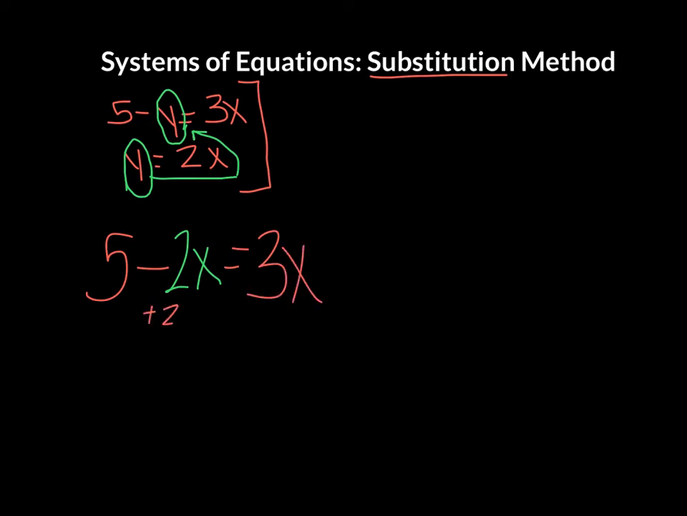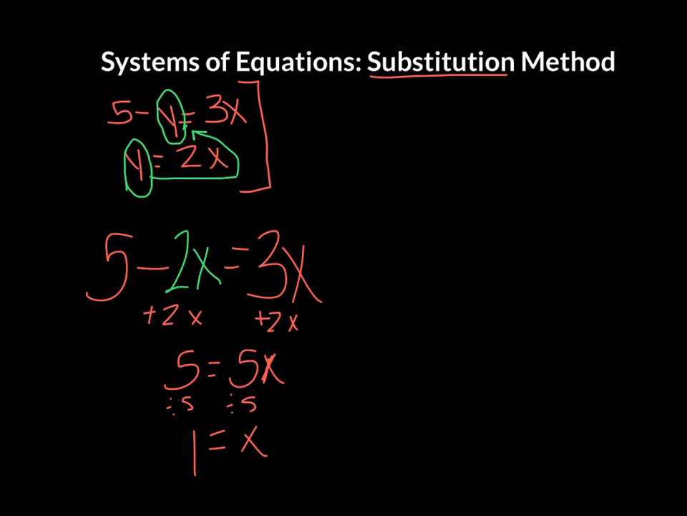But oh my gosh, we now know how to solve this equation. We're going to add 2x to both sides. You get 5 equals 5x. We don't have anything else to move, so we're going to just divide by 5, and we get x equals 1. So now we know what x equals.